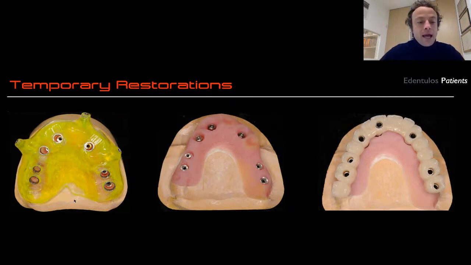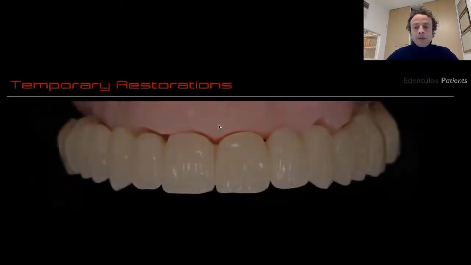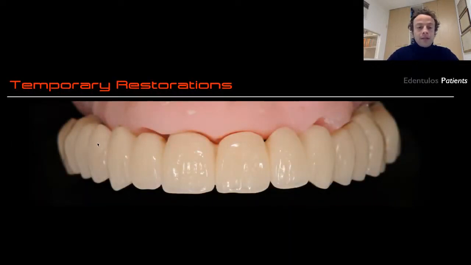So in this case, I have planned my cases with the digital software, like for example DTX Studio Implants or something like that. I have planned my implant placements. I have got my surgical guide, and from my surgical guide, the dental technician, using specific components, can get the model. And here we have the model, the preliminary model. And then on this model, the dental technician creates this temporary restoration.